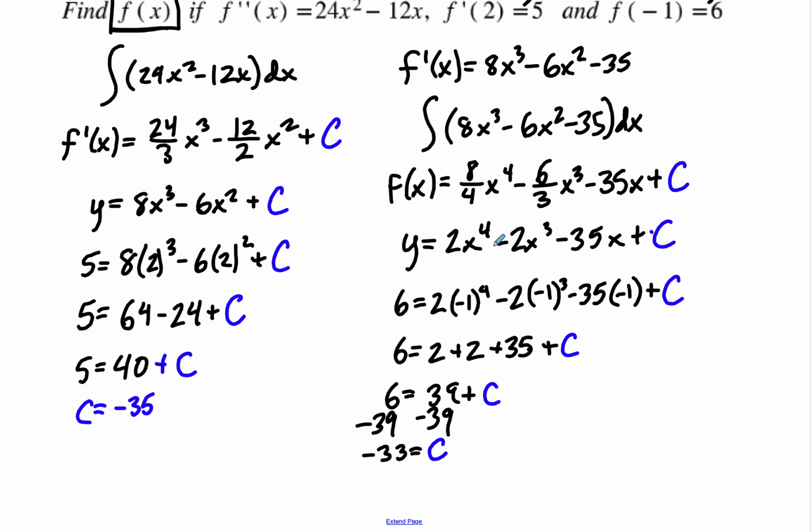Okay, so the final step here, just write your final answer, because now we have our original f of x, right? So if we go back, here's the best, right, because we're already simplified. We're going to go ahead and say, okay, so f of x then equals 2x to the 4th minus 2x cubed minus 35x minus 33. And now we have our final answer here, which is 2x to the 4th minus 2x cubed minus 35x minus 33.